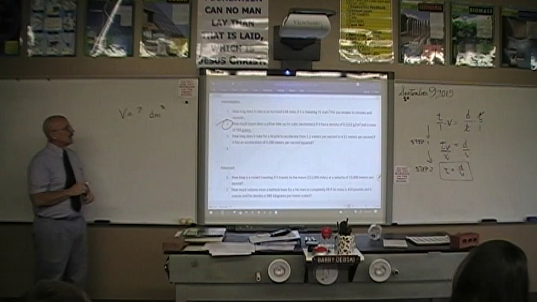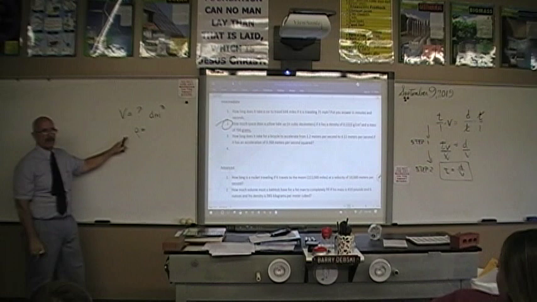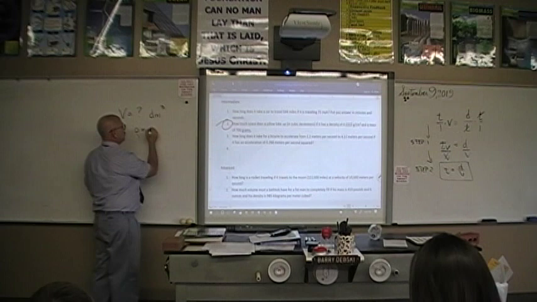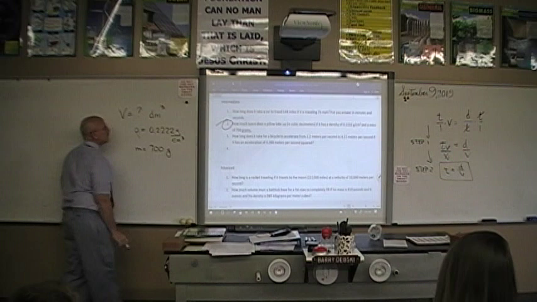Okay, then he also said density. That's our rho. Practice drawing your rhos. I don't want to see P's. I don't want to see capital D's like some of you are still writing last week. Okay, this is rho. It stands for density. 0.2222. Number three, mass, 700 grams.